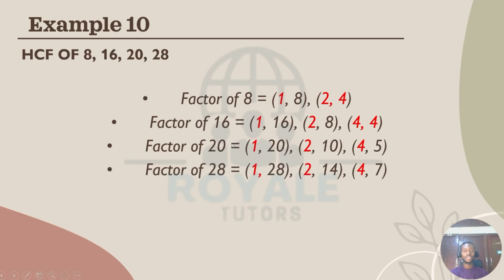Then the factors of 28, we have 1, we have 28, we have 2, we have 14, we have 4, and we have 7.